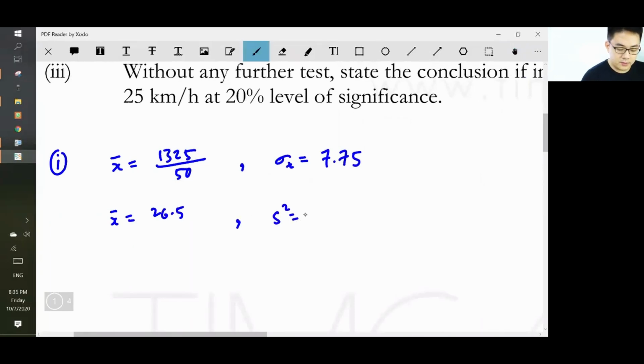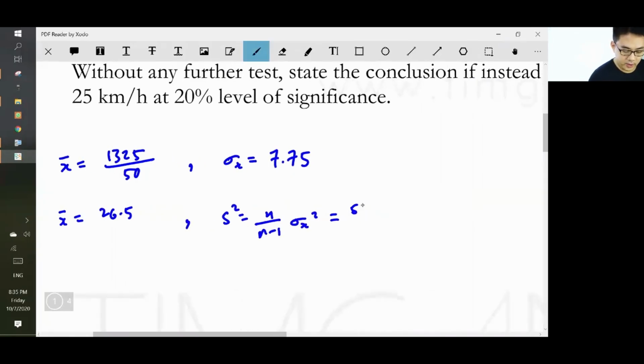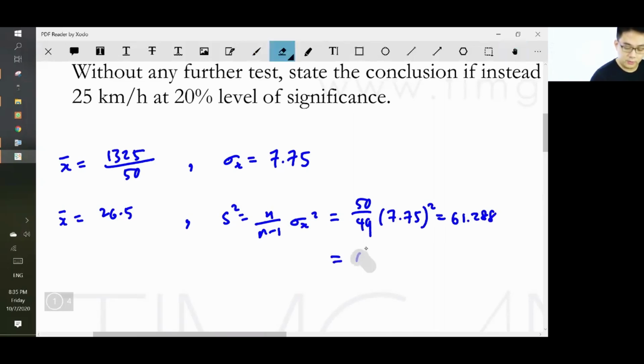Then s squared, you need to use the formula, one over n minus 1 of sigma x squared. This is where you need to use this formula. Please memorize this formula. I'm just going to copy from what I wrote in the Wednesday class.